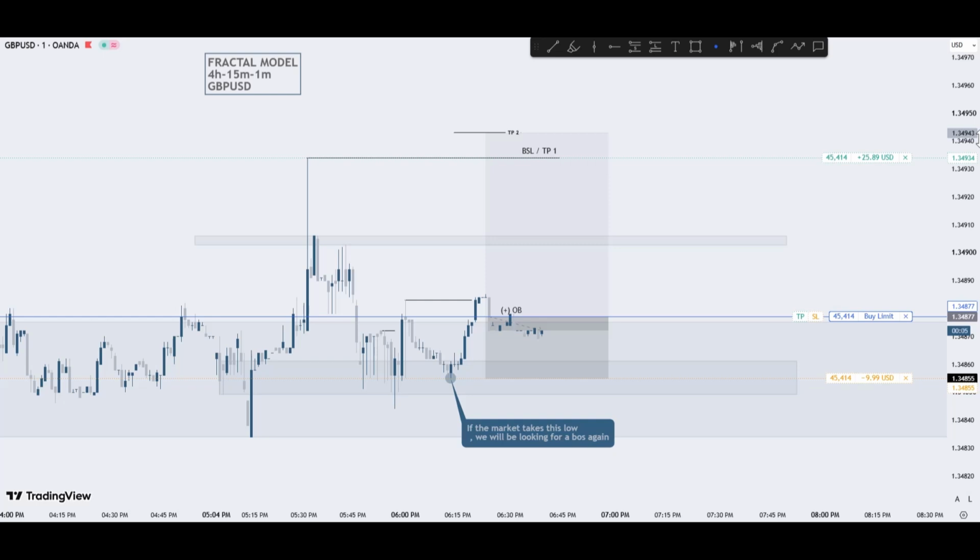For this setup, our main target is the buy-side liquidity, where we expect price to potentially draw towards the resting liquidity above the previous highs. So the idea is simple: medium time frame area, followed by CISD, then break of structure, and finally targeting the buy-side liquidity.